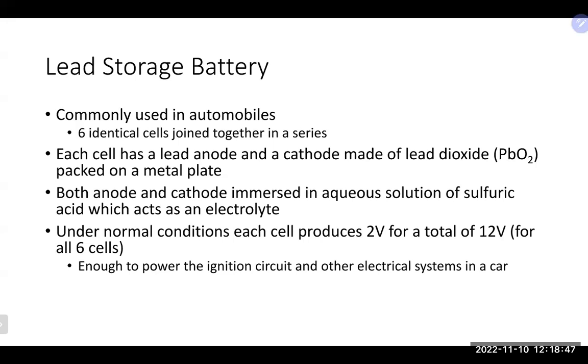And all that good stuff. Under normal conditions, each one will give you basically 2 volts. So you got 6 of them, it's a 12-volt battery. And that's enough to power basically the ignition circuit and all the electricity in your car, unless you are running late and your battery is dead when you turn it on. It's always that day, like, oh, crap.